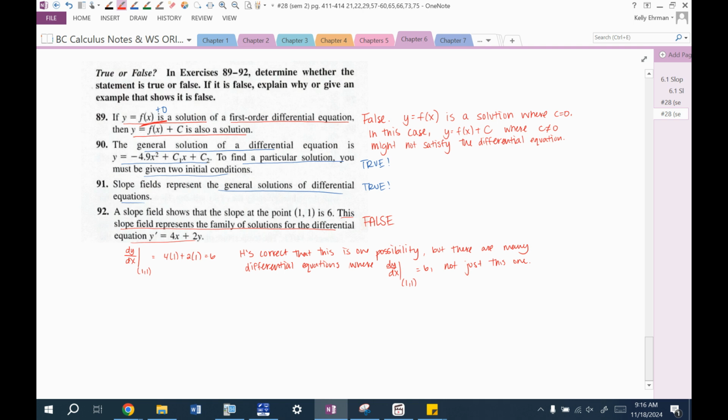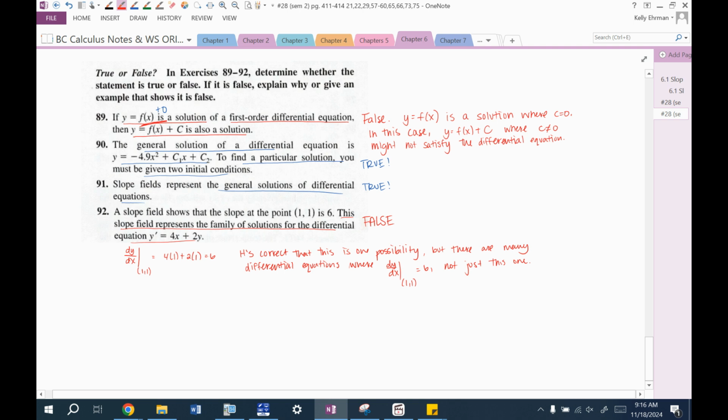91, we had this at the top of our notes. What are slope fields? They are the general solutions of differential equations. They show you all of the vertical shift possibilities for what your y equals will be. And then 92 is false, because even though this point works, it says a slope field shows that the slope at point (1, 1) is 6. This slope field represents the family of solutions for the differential equation y prime equals 4x plus 2y. So yes, this works. 4 plus 2 is 6. But that's just one possibility.